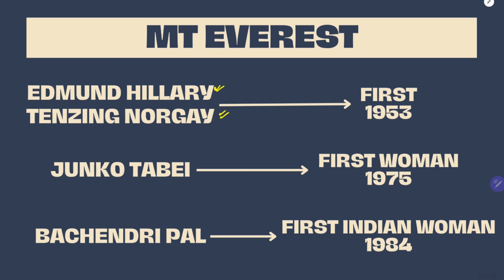Then we saw notable climbers of Mount Everest. Edmund Hillary and Tenzing Norgay were the first people to climb Mount Everest in 1953. We saw Junko Tabei, who was the first woman to climb its summit in 1975, and Bachendri Pal, who was the first Indian woman to climb its summit in 1984.